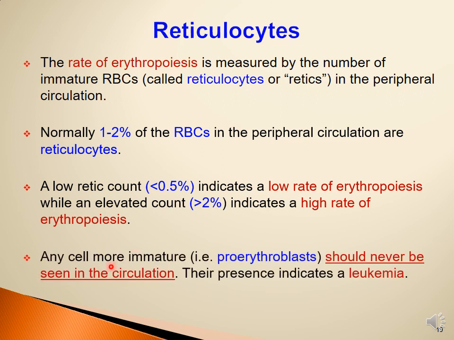Any cell that is more immature than a reticulocyte, like proerythroblast, should never be seen in the circulation, and their presence indicates a blood tumor, which is called leukemia. So the most immature form of red blood cells that should be present in the circulation are reticulocytes. Any other precursor cells that precede reticulocytes should never be seen in the circulation.